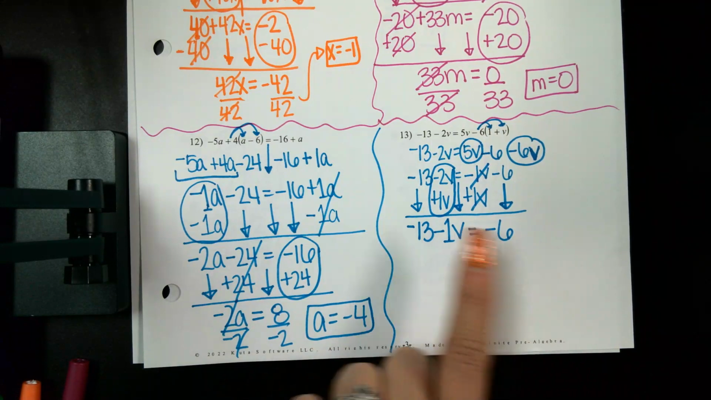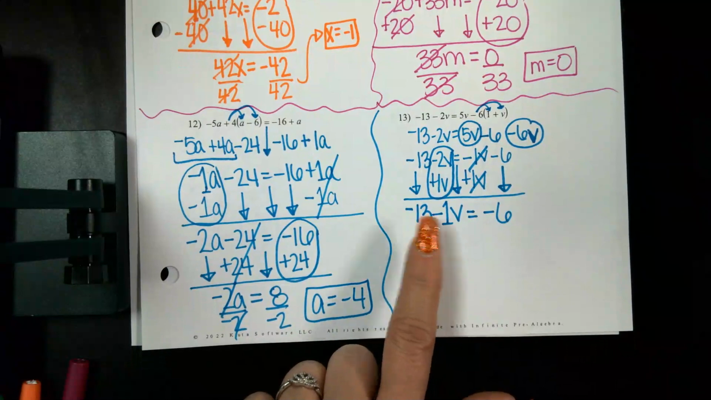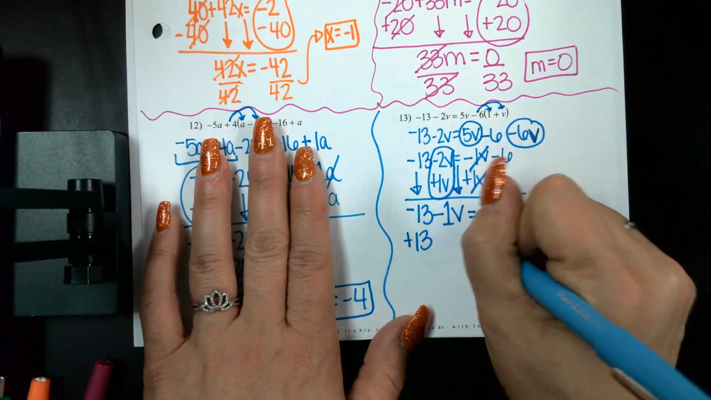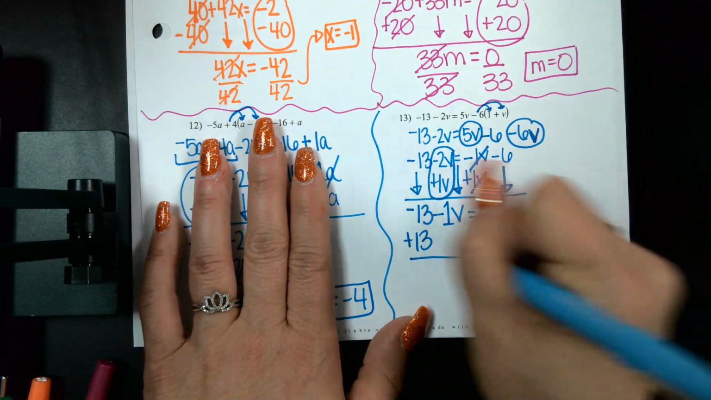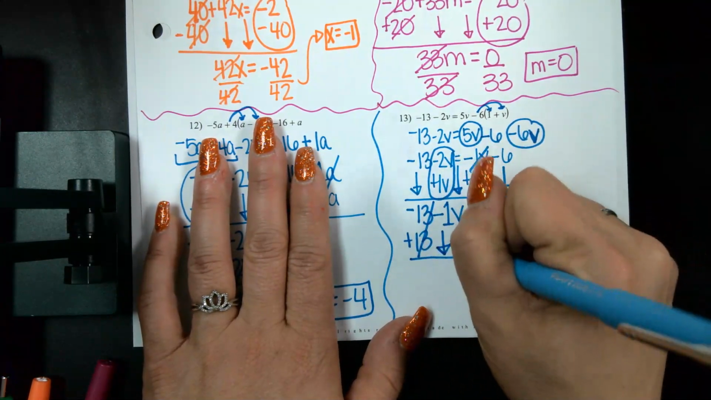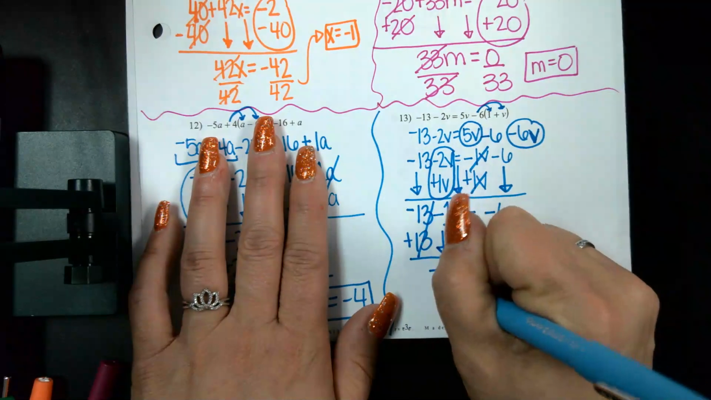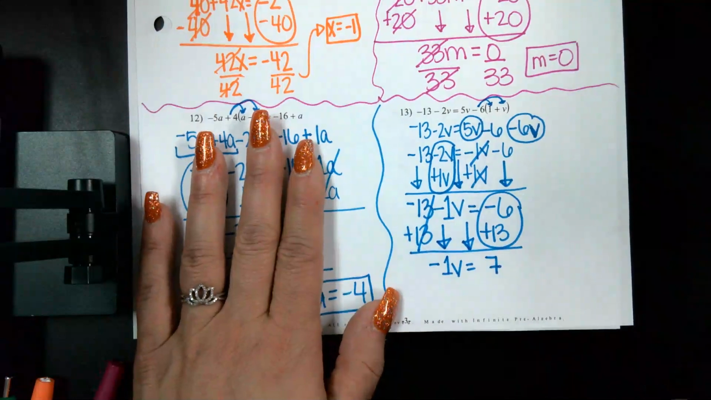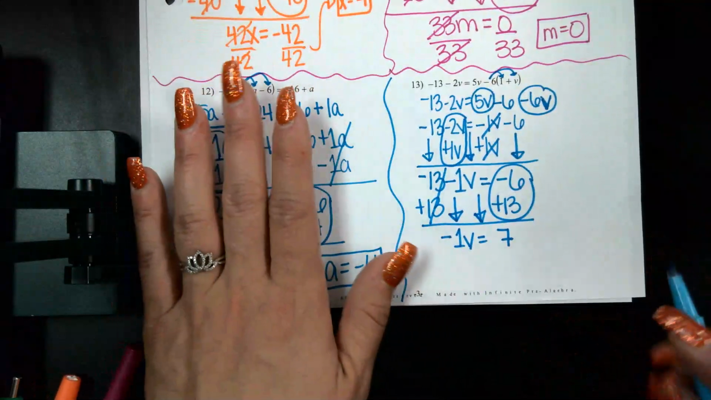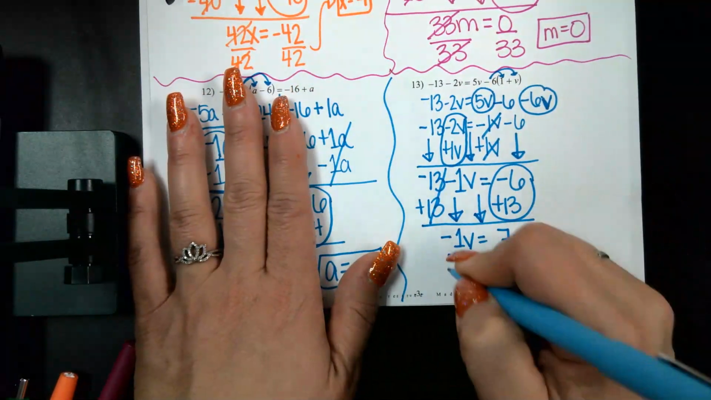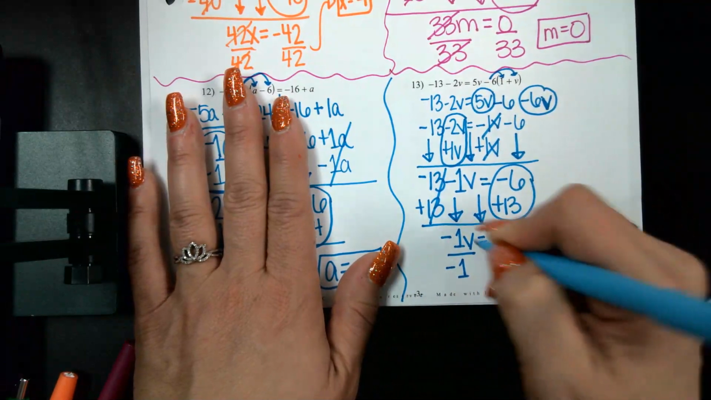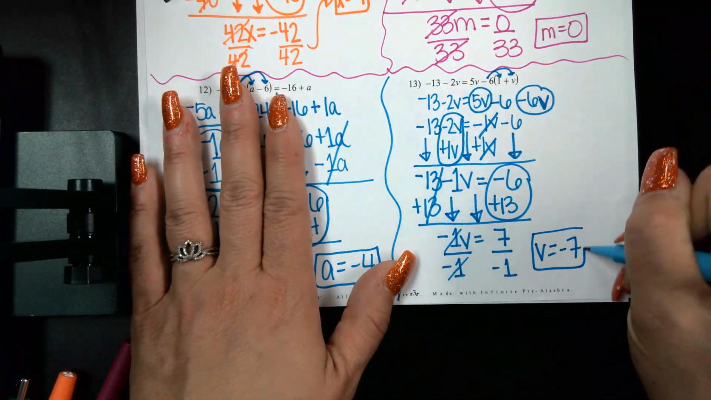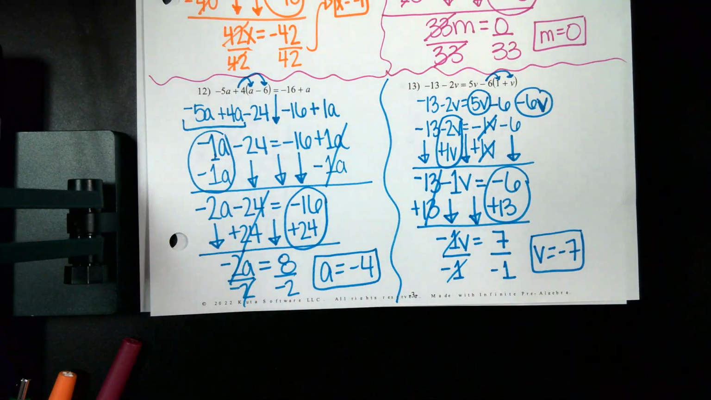So now that we moved v to the left, we've got to move this one. Add 13. So negative 1v equals, and then you said positive 7? Yep. So then my last step would be divide by the negative 1. So you should get v equals negative 7 as your final answer.